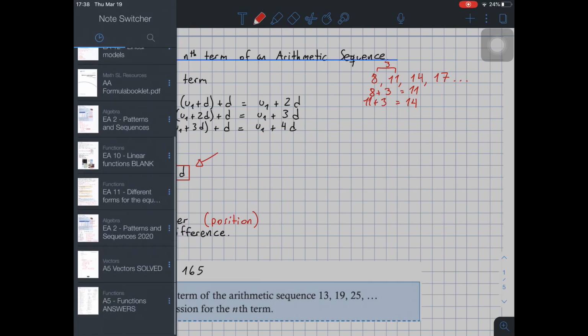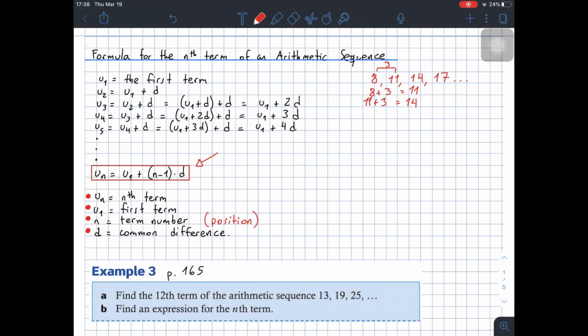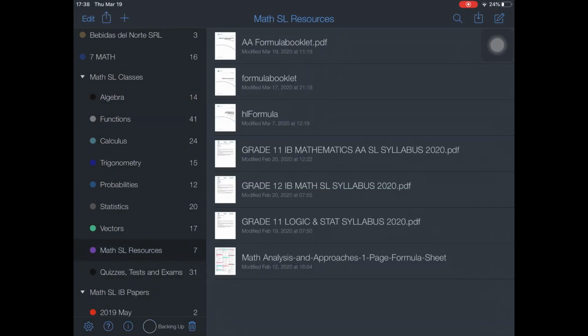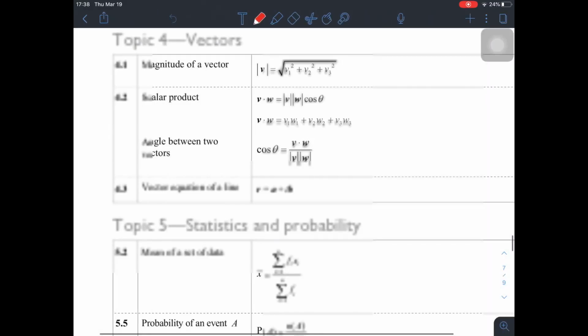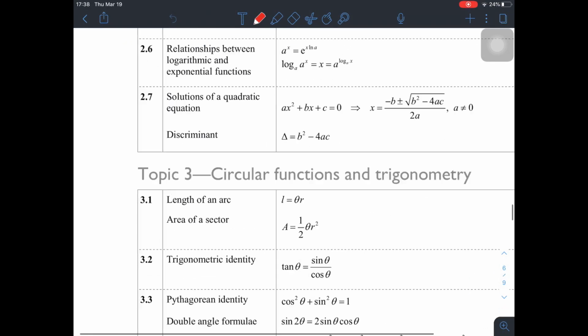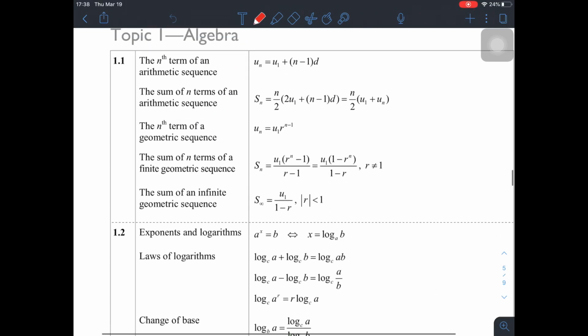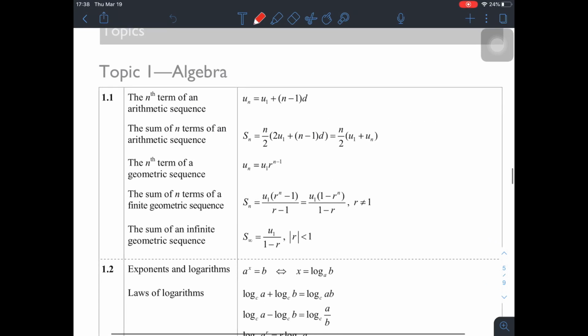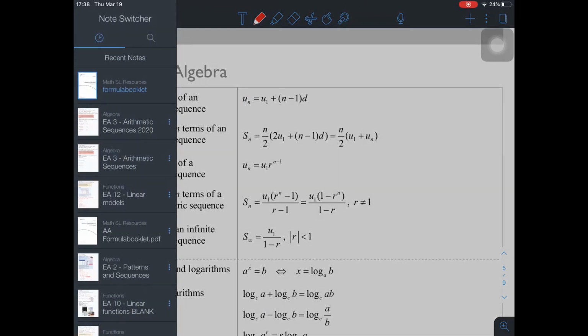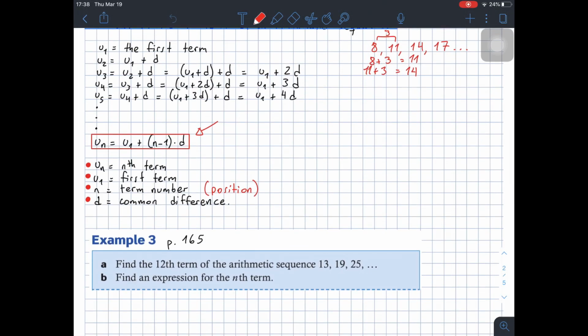Okay, so I'm going to show you that you can see this in the formula booklet. If we go to the formula booklet, I have it here. If you go to topic number 1, algebra, you see that here you have the nth term of an arithmetic sequence, and we have the same formula I showed you. u1 the first term, n is the position, d is the common difference, and un is the nth term, okay?